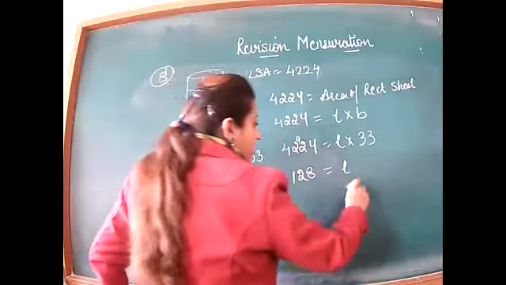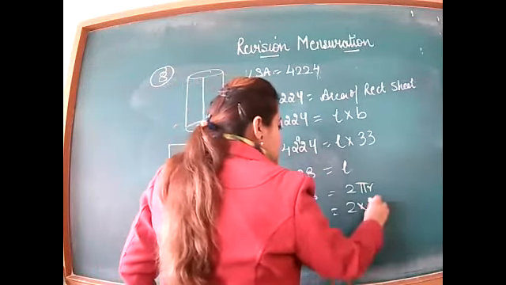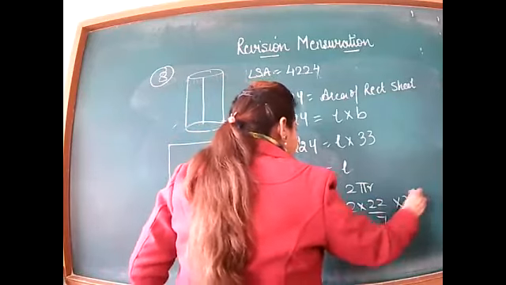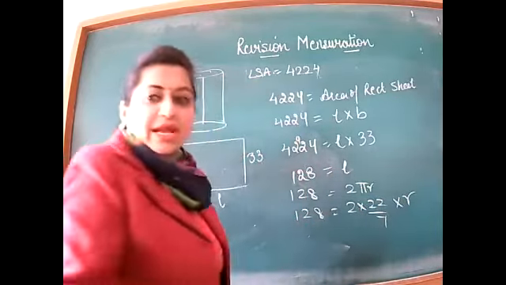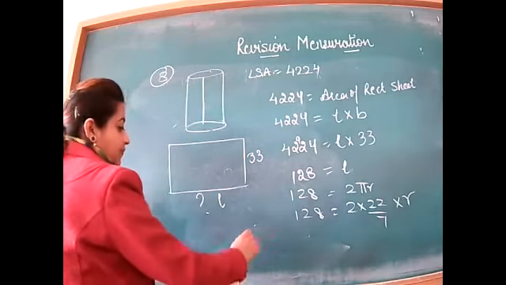So what is this equal to? 2 pi r. Okay, now solve this. This is equal to 2 into 22 by 7 into r. This will give you the radius. Now solve this and get the value of radius from here. What are you getting as radius?